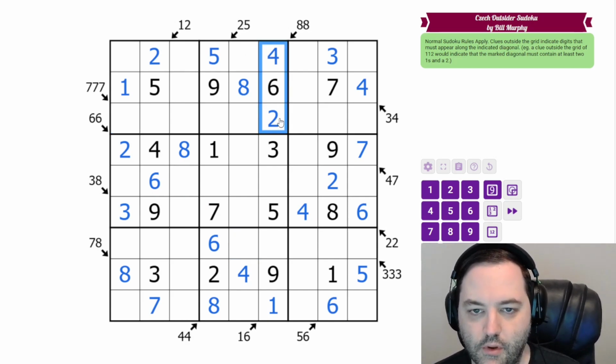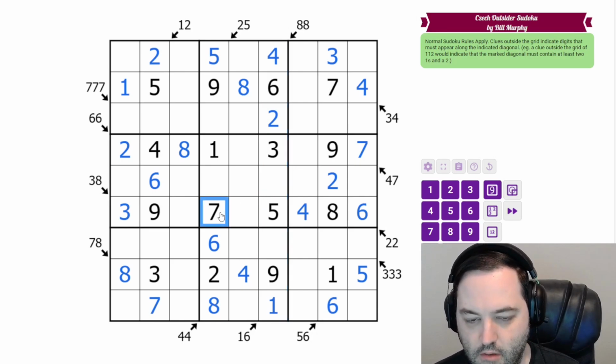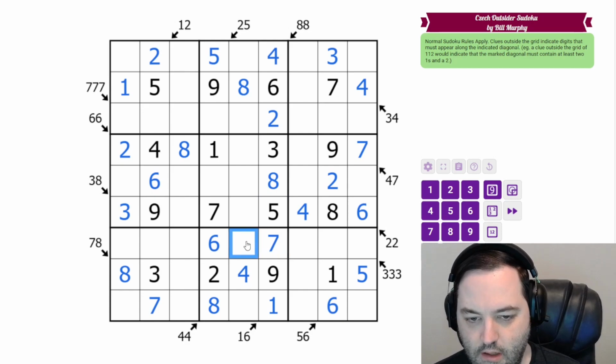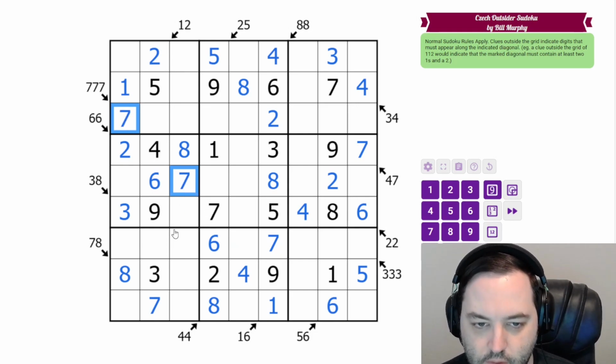However, if we look at column 6, we need a 7 and an 8 in the column. The 7 here gives us 8, 7, and now 7 cannot go in this cell in this box. So the only 2 places left along this diagonal for the other 2 7s are those 2 cells.